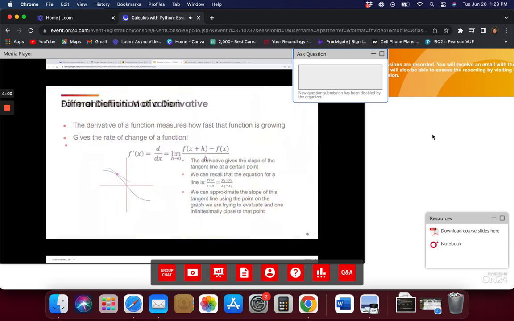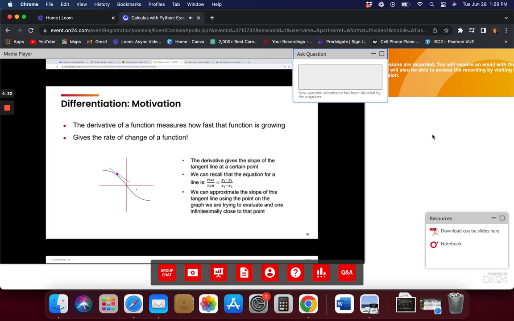The motivation behind derivatives is that the derivative of a function measures how fast that function is growing. It gives the rate of change of a function. Another way to think about it is that the derivative gives the slope of a tangent line at a certain point. So if we have this curve, we choose any point and draw a line through that point that's tangent, touching only that point on the graph, then the slope of that line is equal to the derivative at that point.